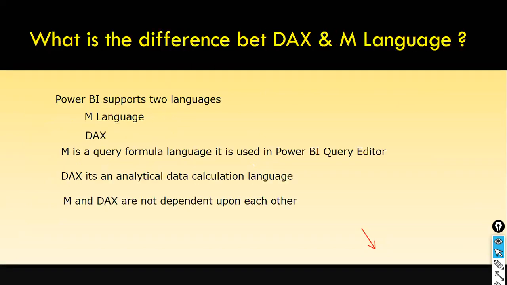And what is the difference between DAX and M language? This is another interview question. Power BI supports M language and DAX. When did we discuss M language? As part of Power Query Editor. Both DAX and M language are completely independent. You cannot use a DAX function in your M language, and the opposite is also the same. M is a query formula language used in Power Query Editor, whereas DAX is an analytical data calculation language.